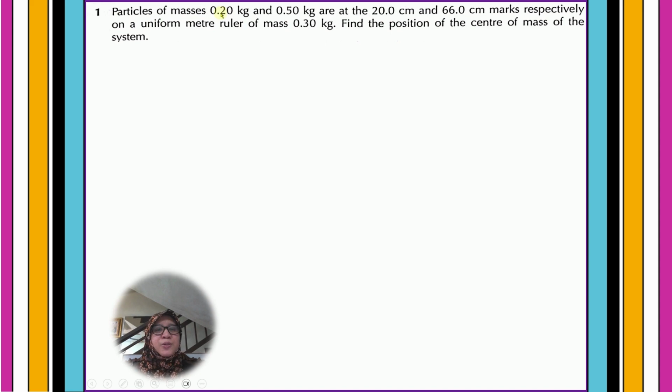Particles of masses 0.20 kg and 0.50 kg are at the 20.0 cm and 66.0 cm marks respectively on a uniform ruler of mass 0.30 kg. Find the position of the center of mass of the system.